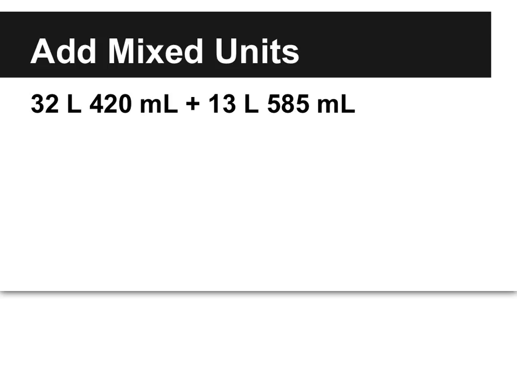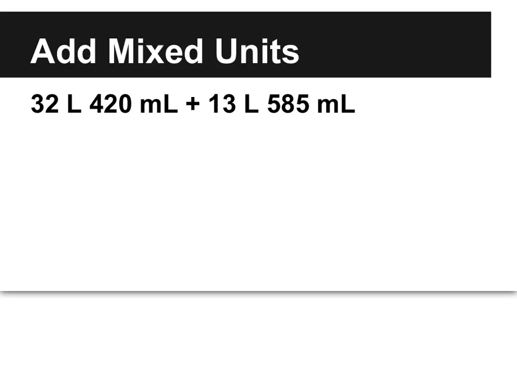Now we are going to work on adding mixed units for capacity. In this problem, you see we have liters and milliliters mixed together: 32 liters, 420 milliliters, plus 13 liters, 585 milliliters. We can solve this with an algorithm. There are 2 ways that I might want to do it. I'm going to work them out both ways. But before I do, I would like you to pause this video and complete this problem in your math journal. When you think you are done with the problem, press play to see the solutions worked out.